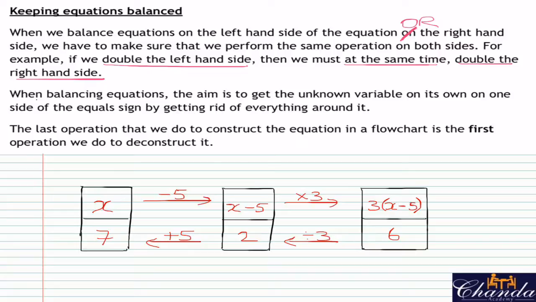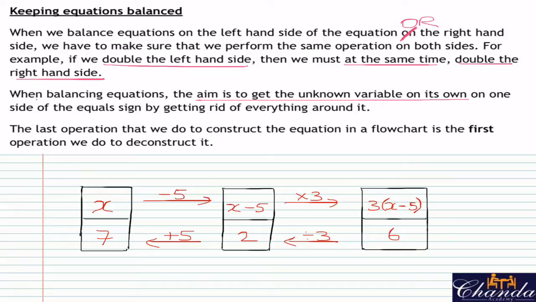Now when balancing equations, the aim is to get the unknown variable. Now I really like to stress this with all my students. The aim is to get the unknown variable on its own, on one side of the equal sign, okay, by getting rid of everything around it. So it's just a way to conceptualize it, okay? Your task when you're solving a linear equation is to get the unknown variable, whether it's x or t or y, whatever it is, by itself, by rearranging the equation and getting rid of everything around it.